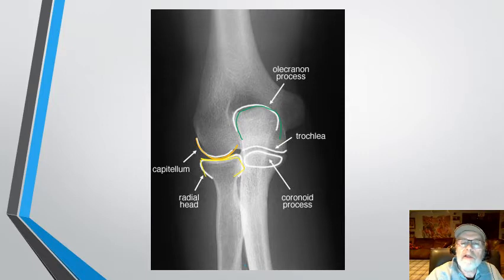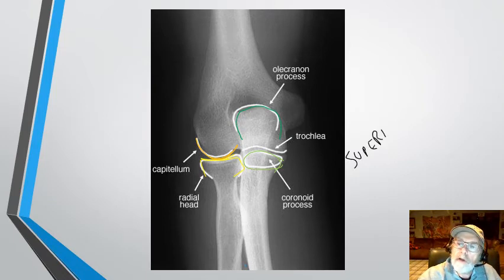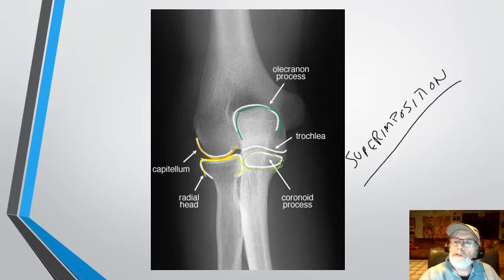Now here you can see the olecranon sitting right here. And you can't really tell the coronoid process really well. I didn't like the fact that they drew these lines in here, but it's right here. One thing I want to talk to you about right now, and this is as good a time as any, is something called superimposition. Superimposition is just a fancy medical term meaning one bone is superimposed upon another.